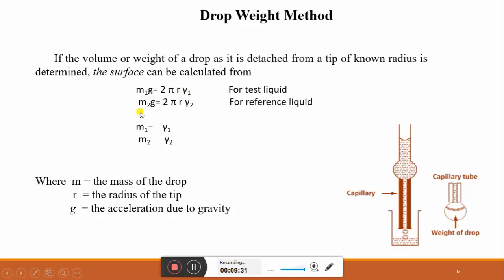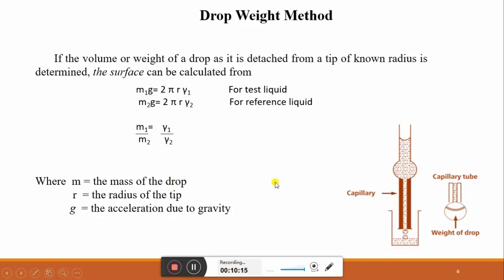Same as that for the reference liquid, the weight of the drop that we measure when it detaches from the capillary is m2 into g, again g is gravitational force, equal to 2 pi r gamma 2. Gamma 2 is the surface tension of the reference liquid that we already know, for example, the surface tension of water. So we can find the surface tension of the unknown liquid with respect to the standard liquid, for example, water. When we divide equation 1 by equation 2, we get m1 divided by m2 is equal to gamma 1 divided by gamma 2. And if we put in the values of these three parameters, we can find gamma 1.